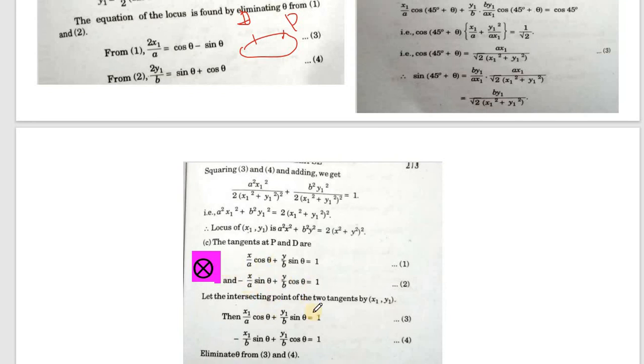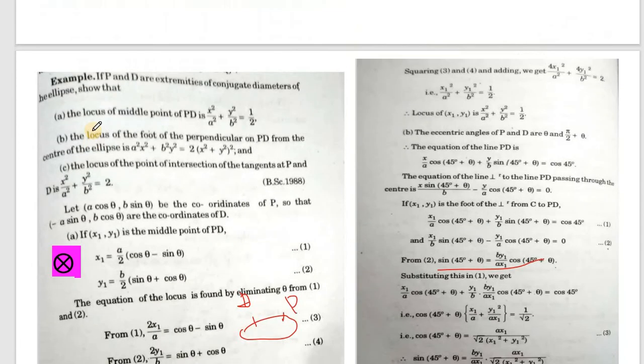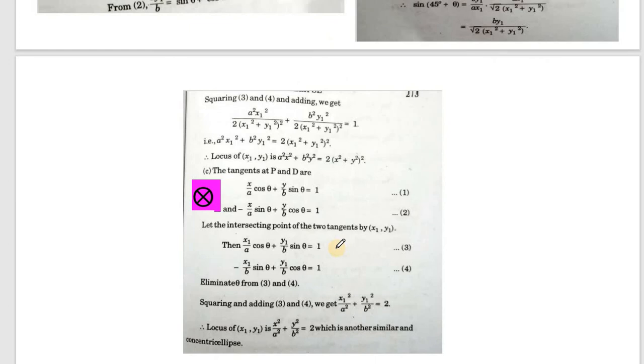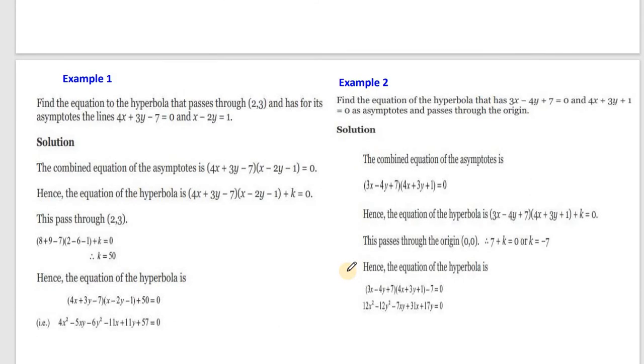The third subdivision: the tangents at P and D, the locus of the point of intersection of the tangents at P and D. So you write out the equation of the tangents at P and D. So you have this. Now at the intersecting point of the two tangents, let it intersect at the point x1 y1, then x1 by a cos theta, it will lie on the line, so it will have to satisfy the equation. So you have this, and then you will have to eliminate theta, then you get this. So this is also an important problem.